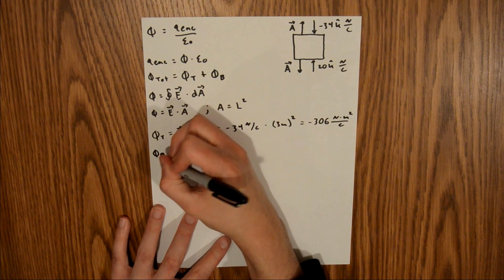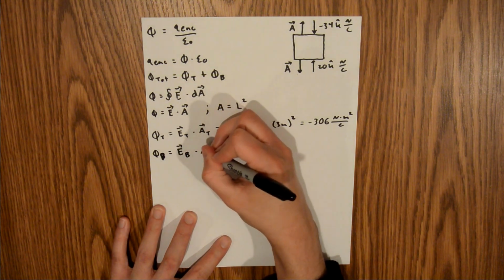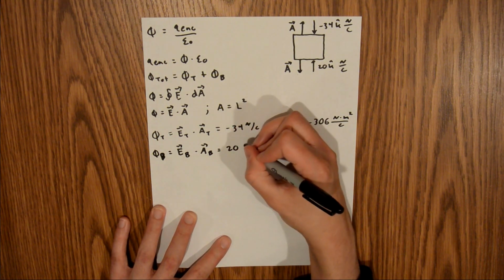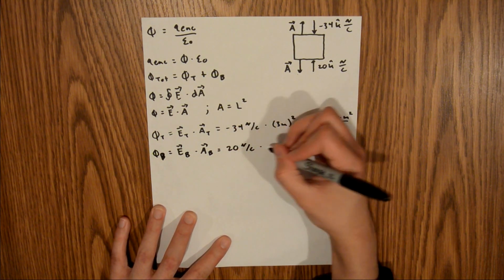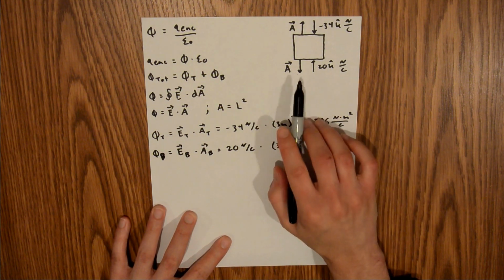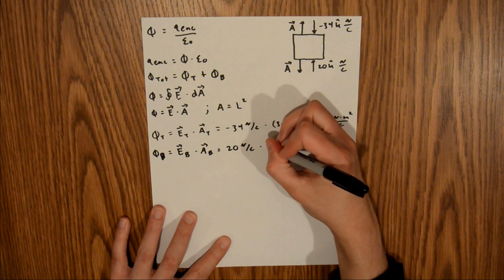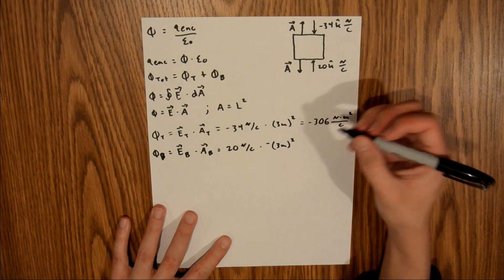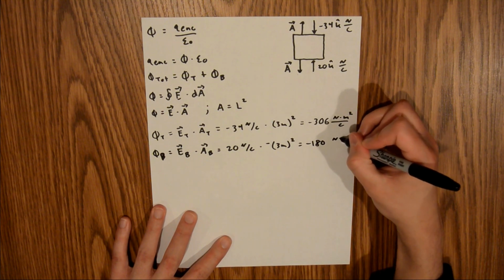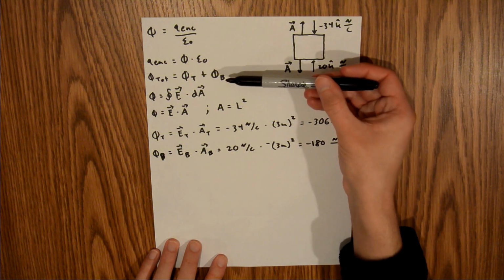Now we can do something similar for the bottom face. The flux into the bottom is equal to the electric field at the bottom times the area of the bottom, which is 20 newtons per coulomb times our area, again 3 meters squared. But in this case, the vector normal to our area is pointed in the negative z direction, so we need to introduce a negative there. If you plug that into your calculator, you will find that this is equal to negative 180 newtons times meters squared per coulomb. Now we have both values we need to find our total flux.